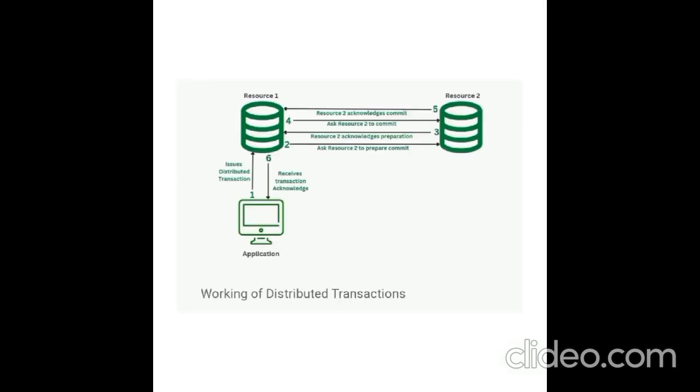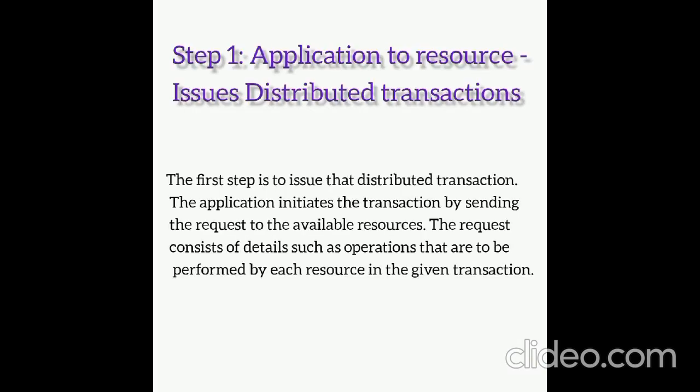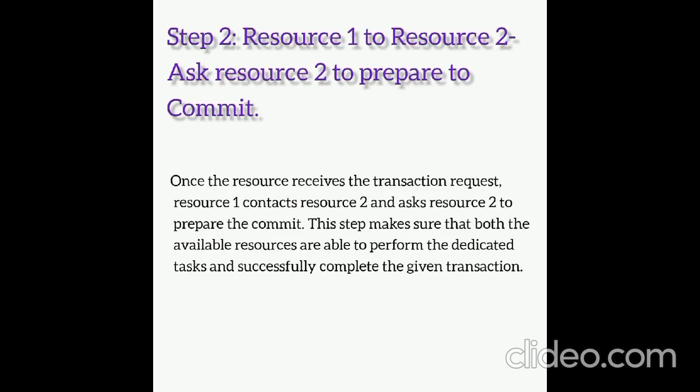This is the diagram that represents the working of a distributed transaction. In the first step, the application initiates the transaction by sending the request to the available resource. The request consists of details such as the operations that are to be performed by each resource in the given transaction. In step 2, ask resource 2 to prepare and commit.